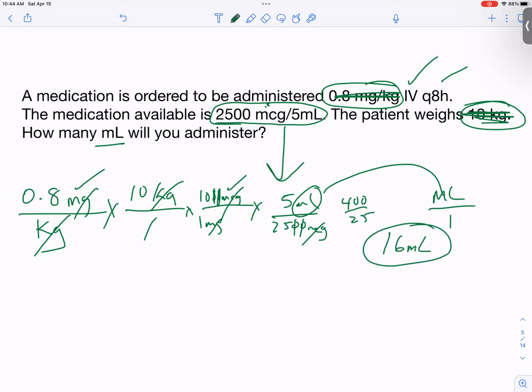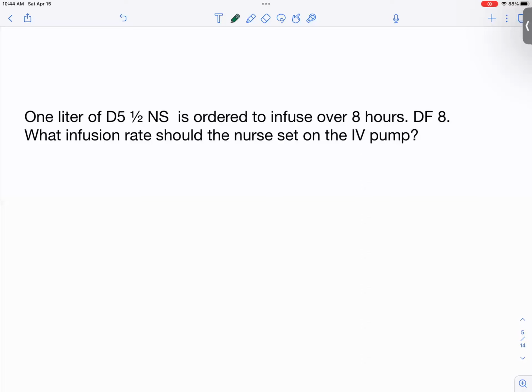Judith, did you find your error? Yeah, I forgot the conversion. There it is. Like milligrams. That's usually what it is. Yes, micrograms. All right. Okay, I want you to try this one.